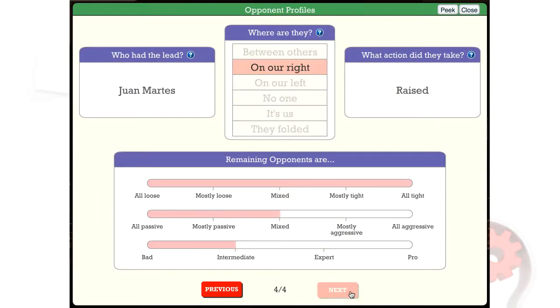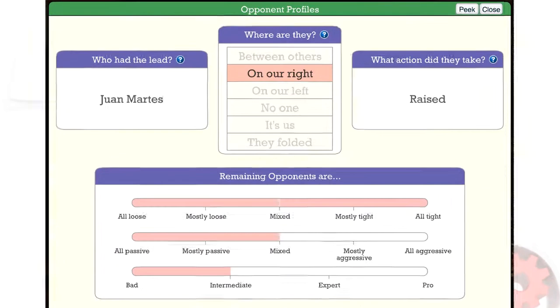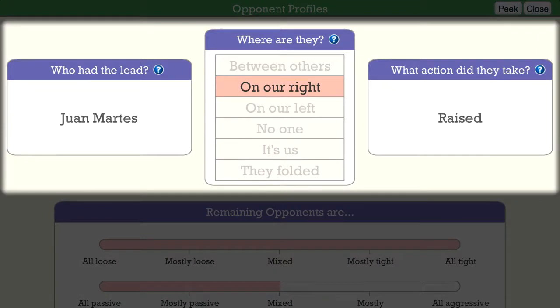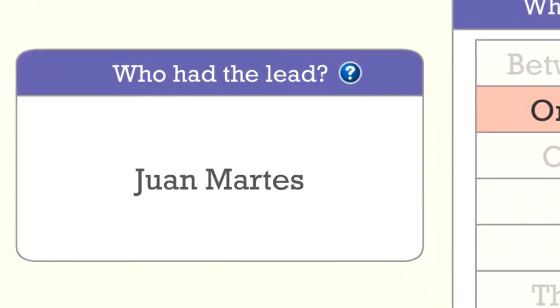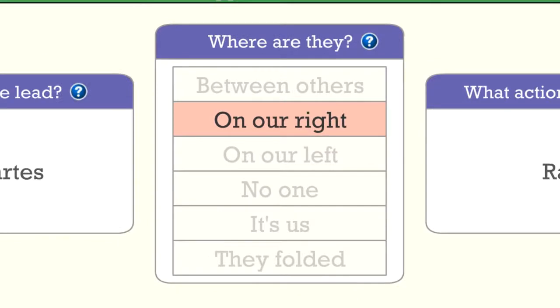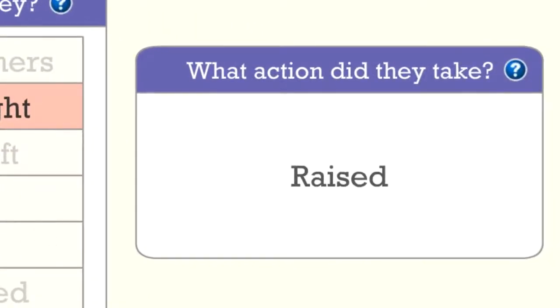And this last page is called Opponent Profiles. The boxes at the top tell us about the player with the lead. Once again, the player with the lead just means the player who made the last raise on the previous betting round, also known as the previous street. If no one made a raise on the previous street, then no one has the lead. These boxes tell us who has the lead, where they are, and what action they've taken so far.